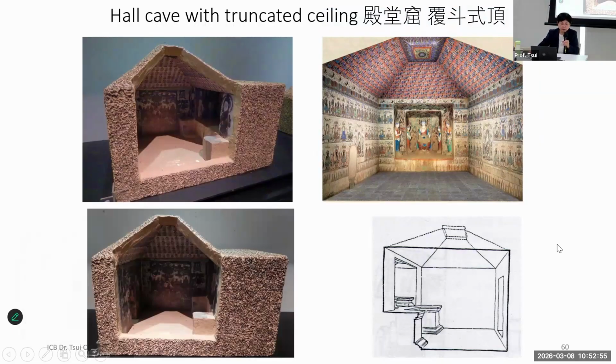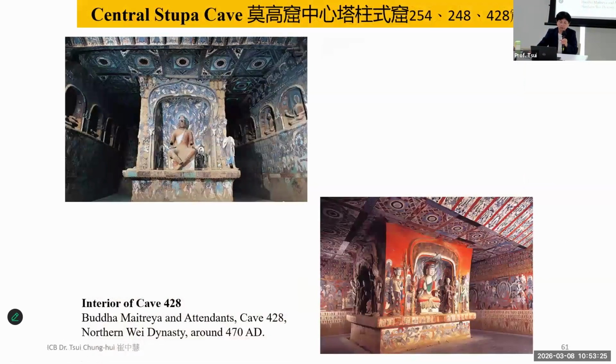there was a certain consideration in designing the truncated ceiling in order to support the pressure from the mountain. So the architects designed this type of architecture in Dunhuang. So many of the caves in Dunhuang can be examined with a truncated ceiling. This is a type of the hall cave or lecture cave in Dunhuang.